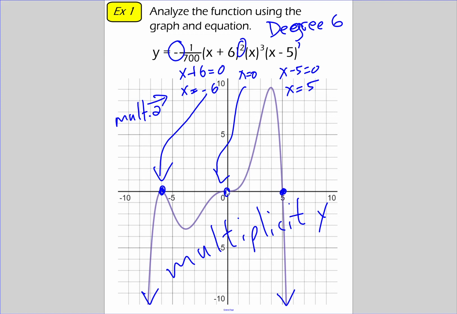So we can see some interesting things. When we have an even multiplicity, here 2, the graph only touches the x-axis. It touches it, but doesn't go through it. But when we have an odd multiplicity, it actually goes through, and we have this squiggle here. So those are some interesting things. Let's take a look at the next example.